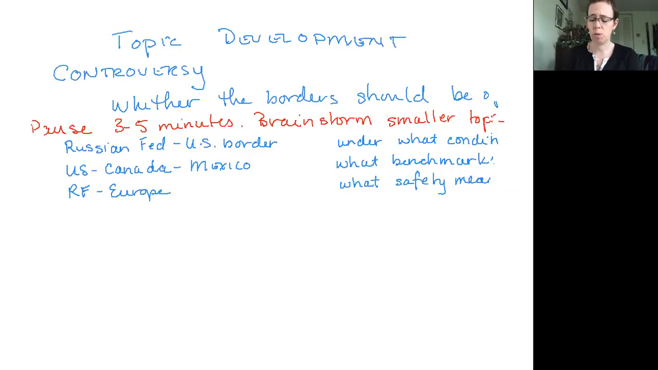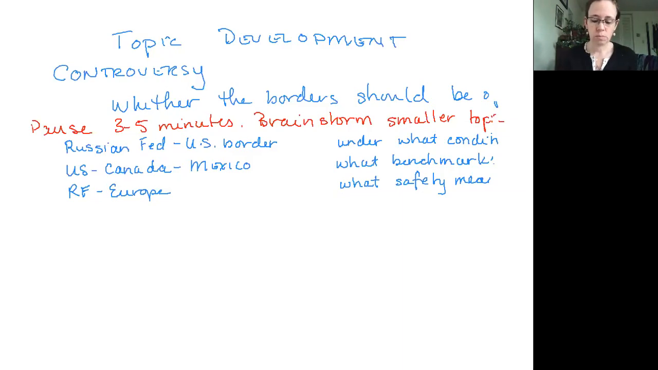Some other things I thought about, though, were maybe the controversy is under what conditions, right? What are the conditions that we need to see? Or another way to say conditions is maybe benchmarks. What are the benchmarks? And then what safety measures would we need in order to open the borders? So those are some of the ways that I am thinking about making this topic smaller.